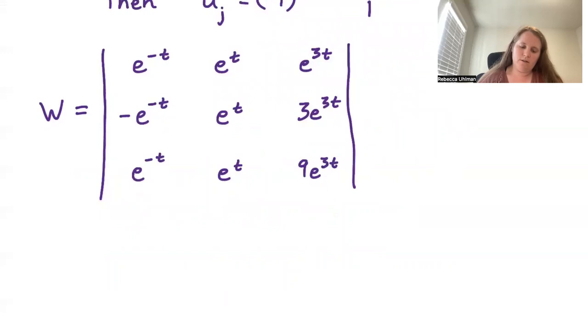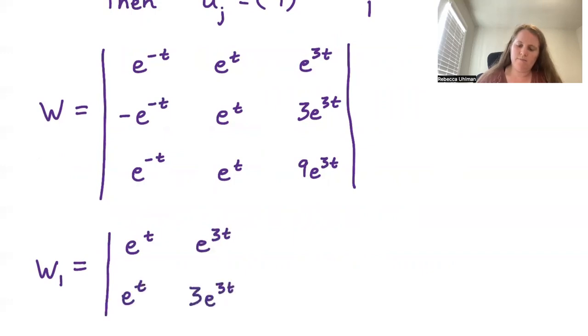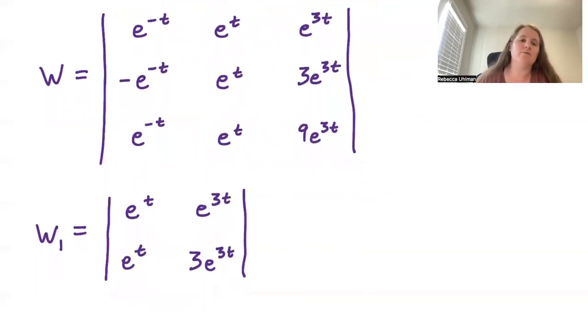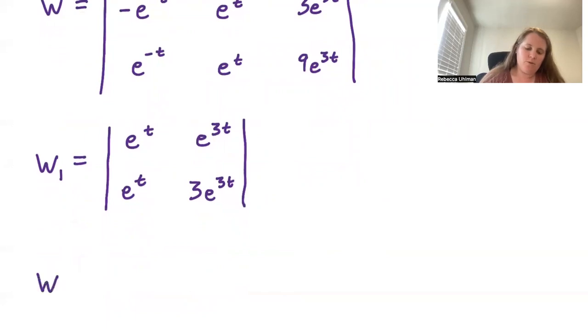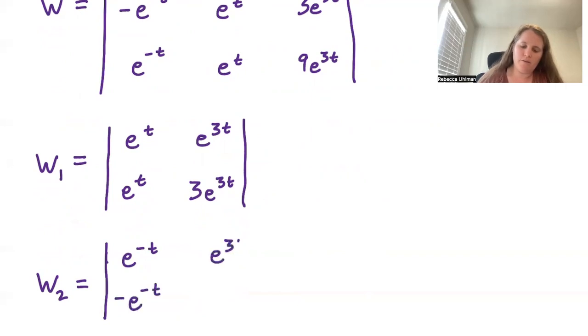Our subdeterminants, W1, we are eliminating the last row and first column. So we're just looking at the matrix e to the t, e to the 3t, e to the t, 3e to the 3t. Again, that's just eliminating the last row and the jth column, or in this case, the first column. Our W2, we're eliminating the second column. So we'd have e to the negative t, negative e to the negative t, and then e to the 3t, 3e to the 3t as our two columns.